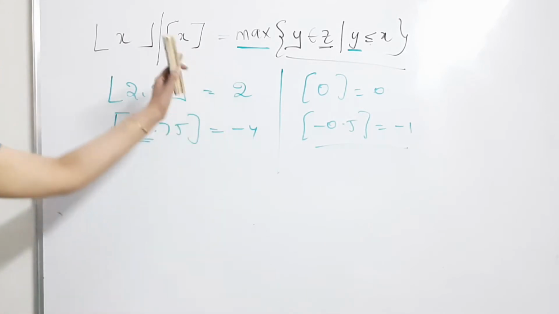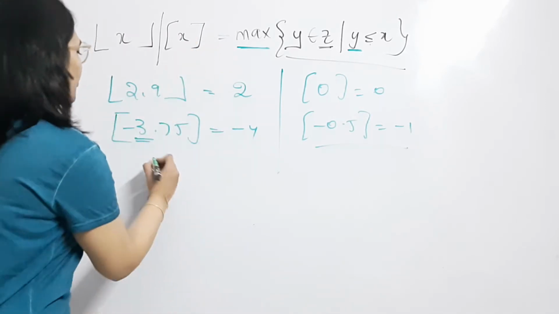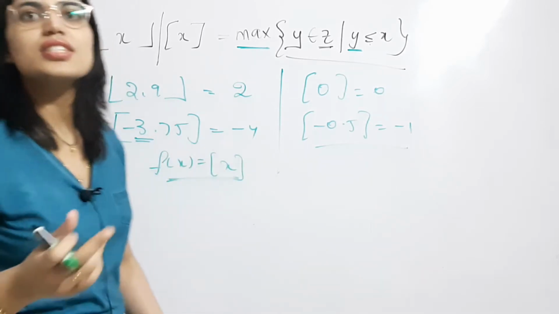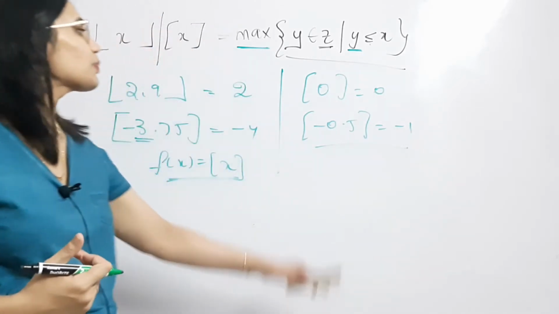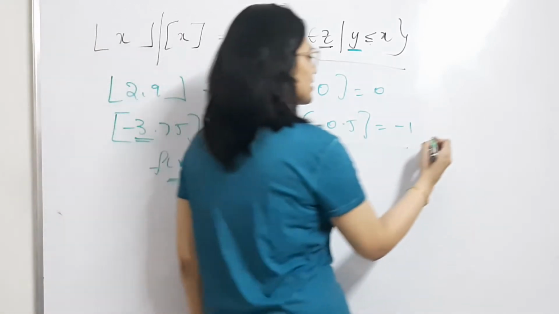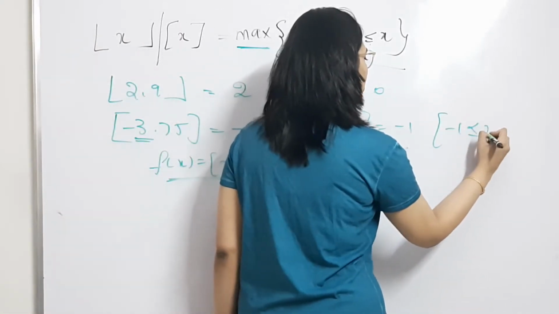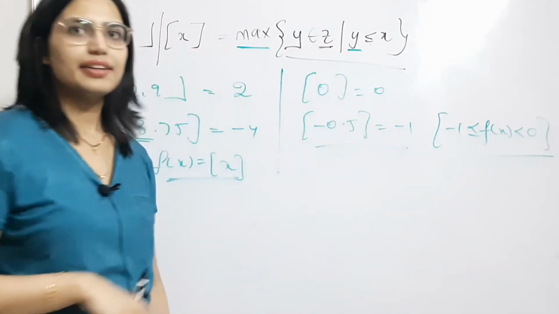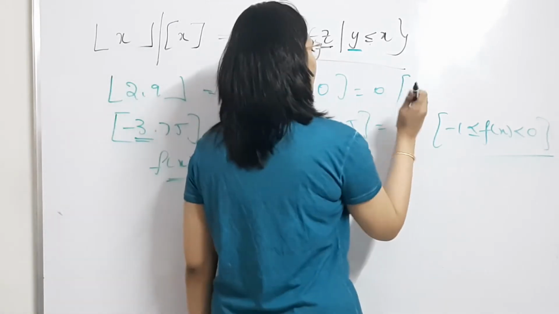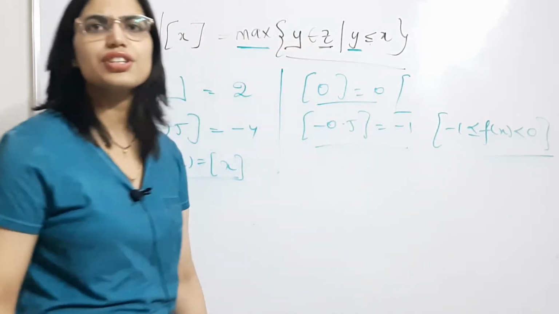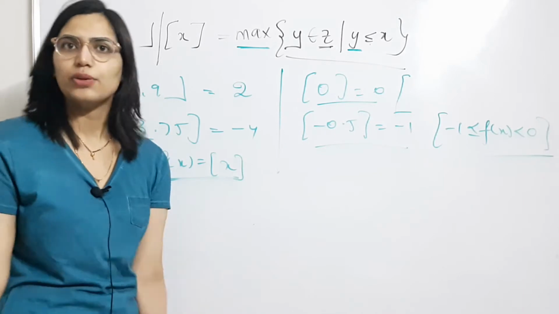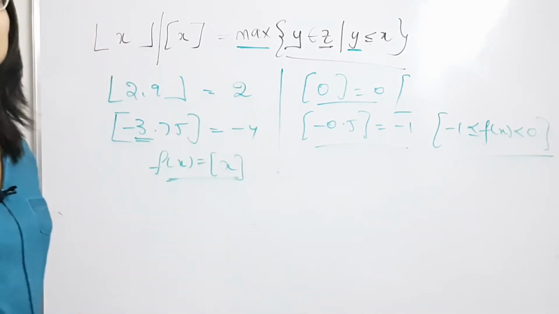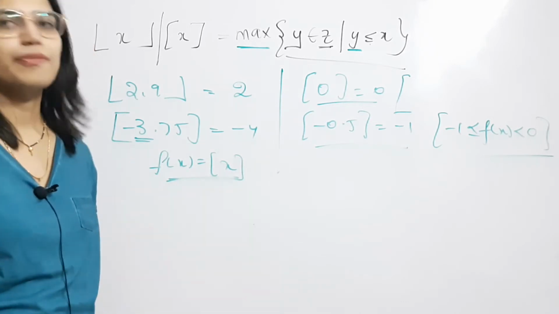That means if you pass a value to this function f of x equal to step of x, you are getting a constant value in return from a specific interval. In here, the interval is minus 1 less than or equal to f of x less than 0. And in here, what will be the interval? There is no interval because it's just a constant value that we are passing and we are getting a constant value in return. So these are a few examples on the step function.